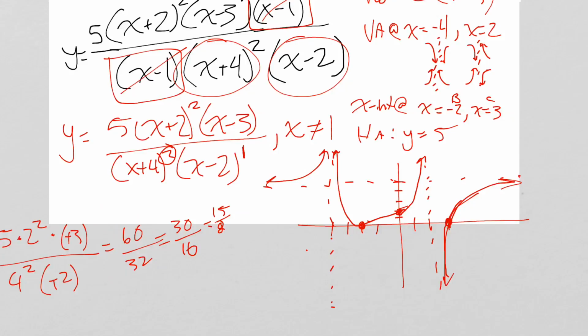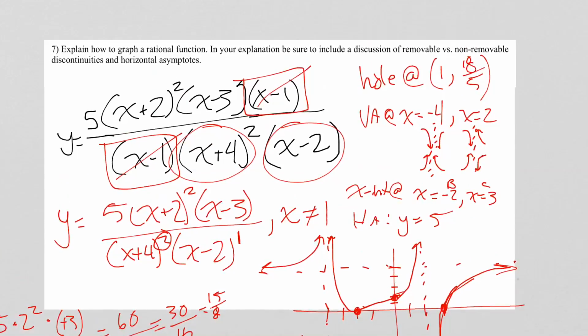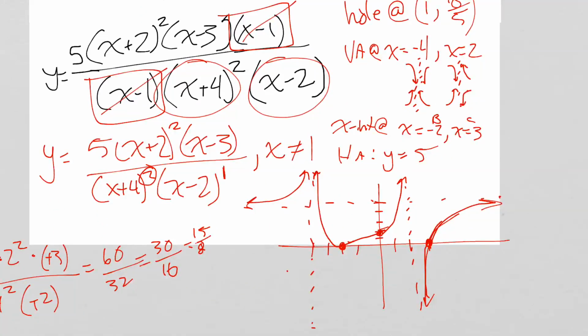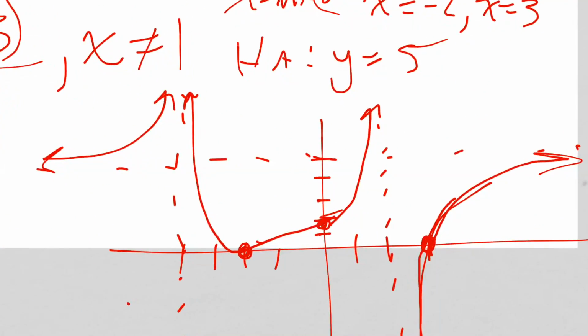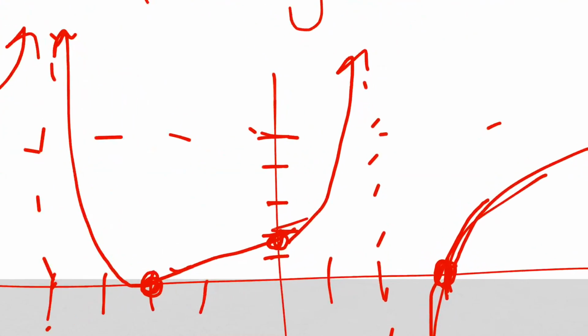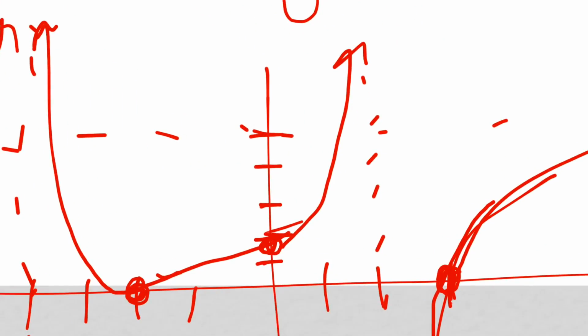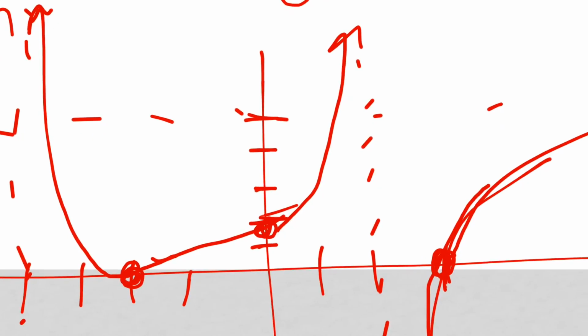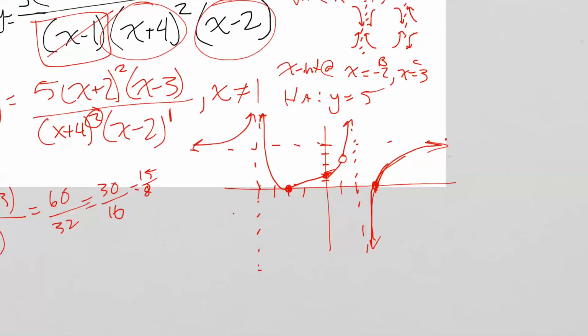So much stuff that I forgot that I have a hole at 1, 18 fifths. 18 fifths is a gross number, but it is a positive gross number. It is 3.6, so I am somewhere 1, 2, 3, somewhere like about there, I have a hole. So I'll show my hole like that. And now I got it.